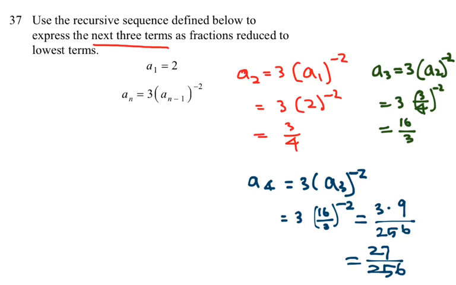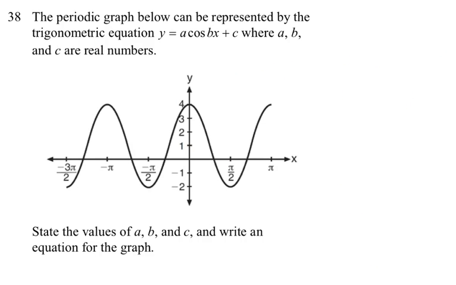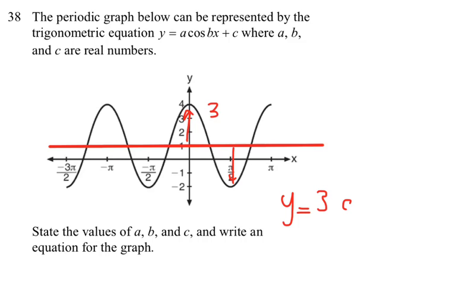Now, number 38, they want us to find the equation of the graph. The first step would have been finding the midline. Where's the midline? It's around when y equals 1, and then from there we know that we are going up and down by 3 units. So that's how we know we have to start with y equals 3 cosine of x.